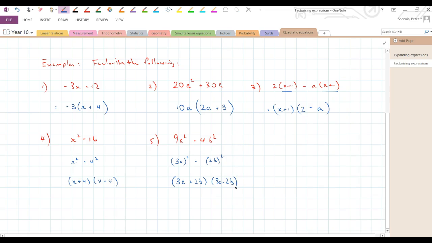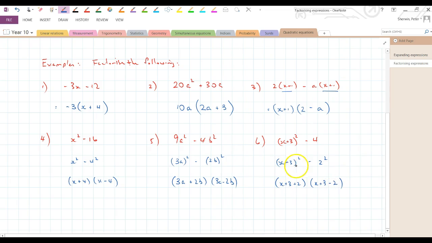Okay, let's do one more of those. Just slightly looks different again, but again it's going to be the difference of two squares. x plus 3 squared minus 4, the difference being that sign there. What's being squared in this case? Well, the x plus 3 is being squared, and the 2 is being squared. So it goes x plus 3 plus 2, and x plus 3 minus 2.